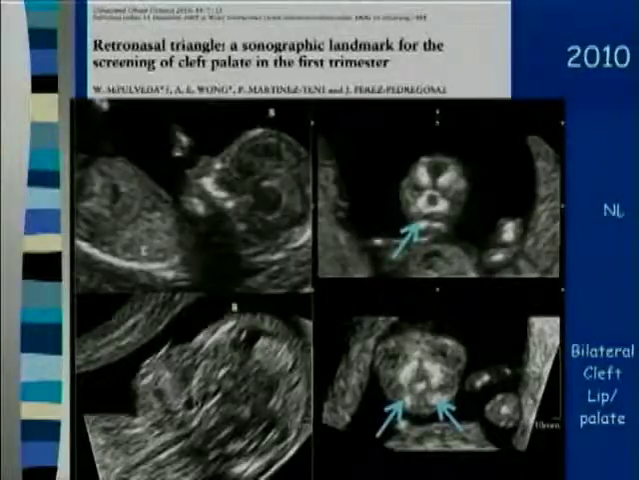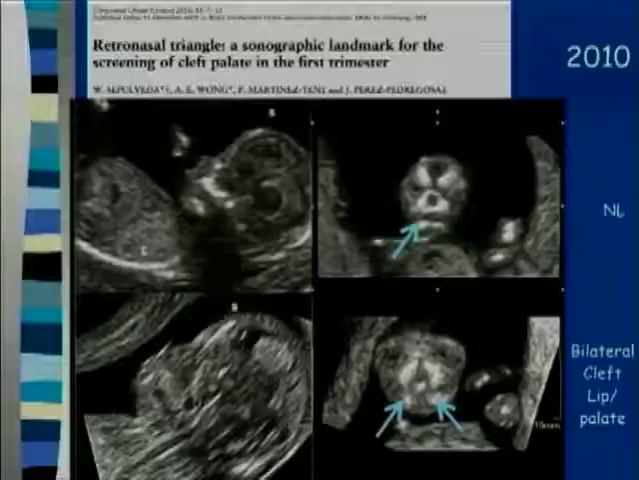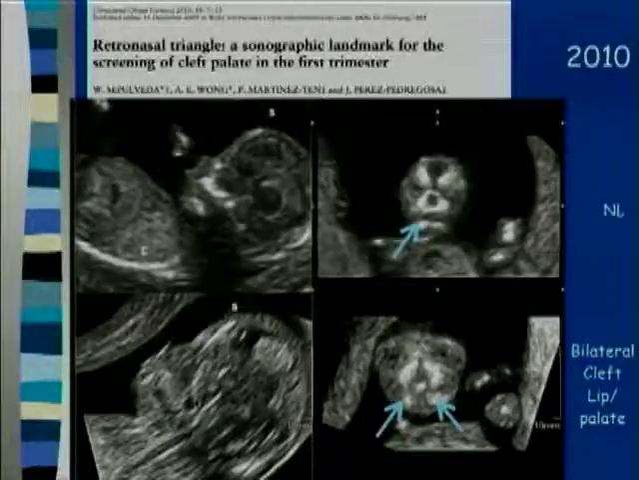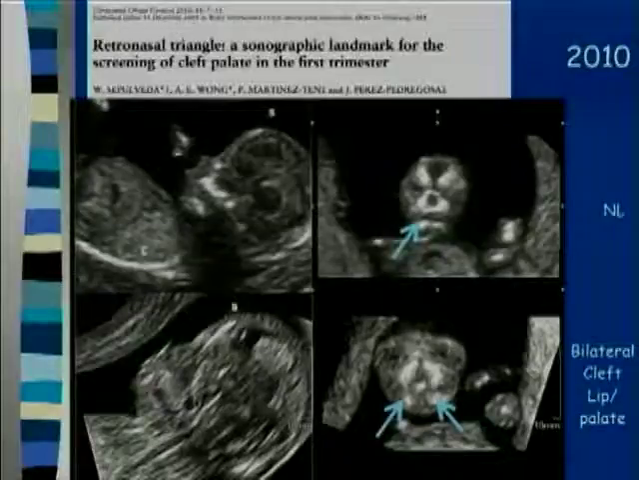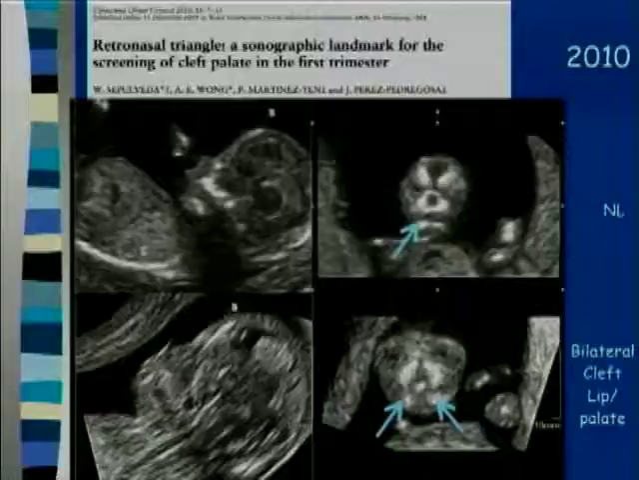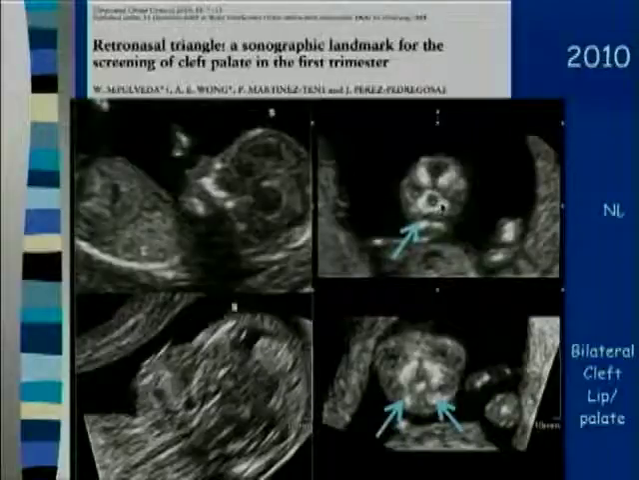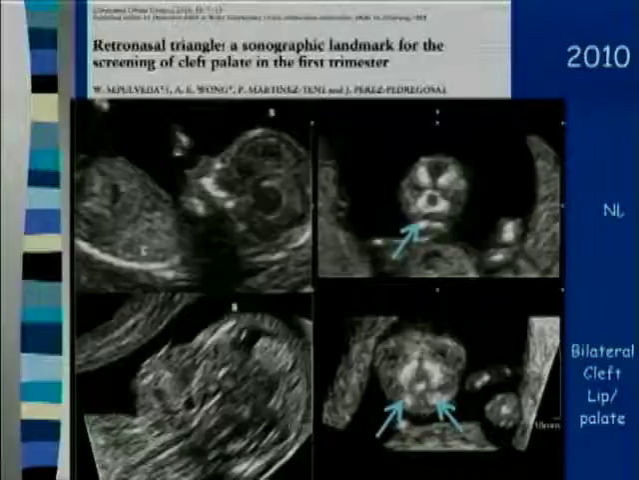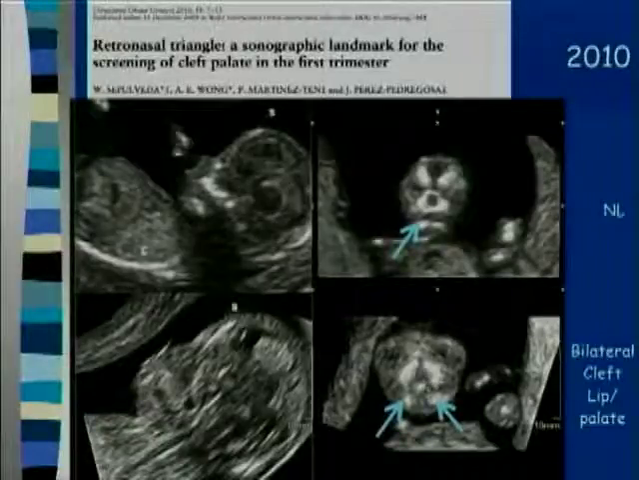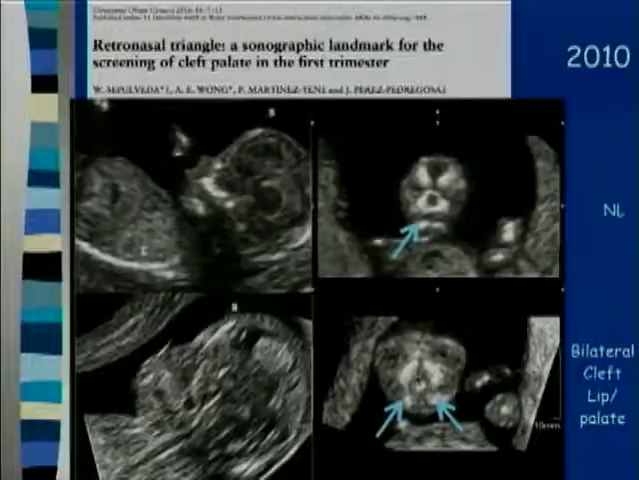Now, one of the new things that's come out in the last couple years is this concept by Dr. Sepulveda from Chile, and he has talked about the retronasal triangle. And that is this space right here on the front of the face, and that is part of the maxilla. And you can see that normal retronasal triangle, and then here you have a fetus with bilateral cleft, and this fetus had a bilateral cleft lip and palate.